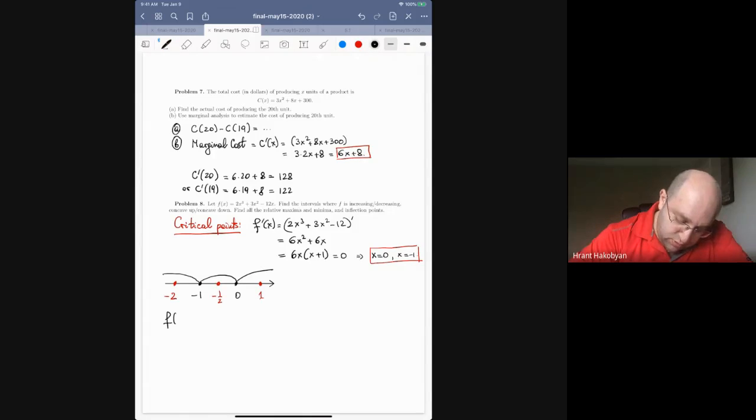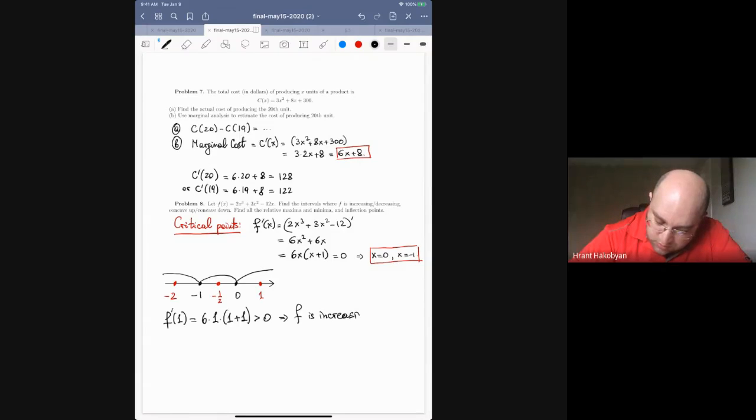So f prime at 1 is equal to what? I'm going to use this formula here, okay? So it's going to be 6 times 1 times 1 plus 1. So that's 6 times 2, that's positive. So that means f is increasing in this interval here where 1 is, right? So 1 is here, so it is increasing everywhere there. So that's in 0 to infinity.